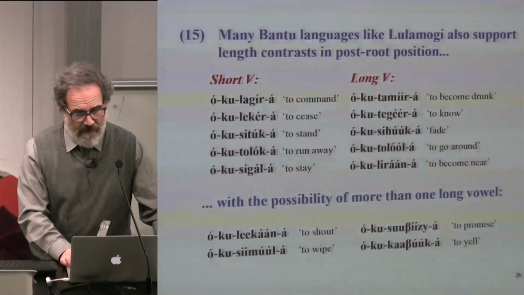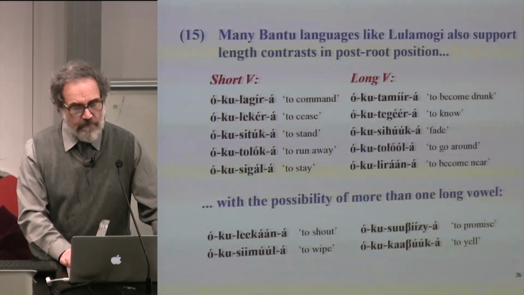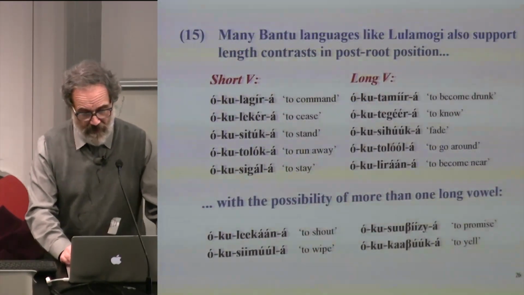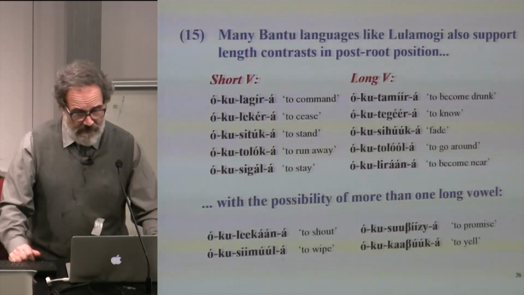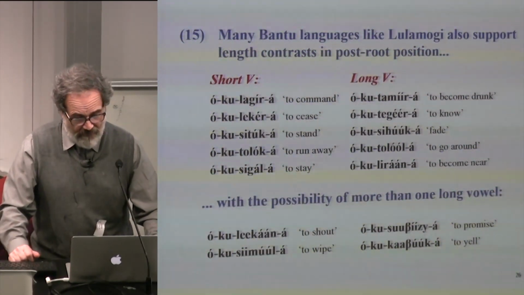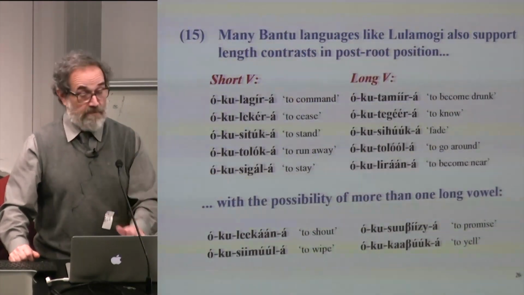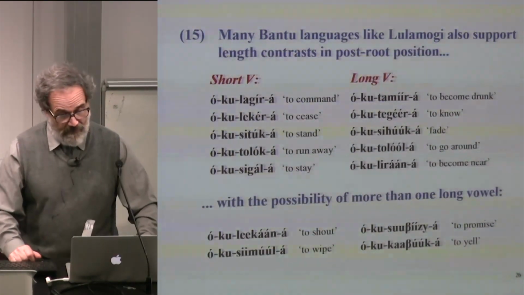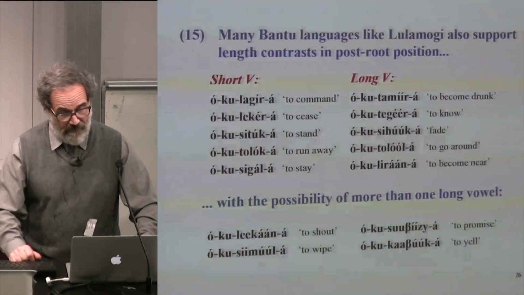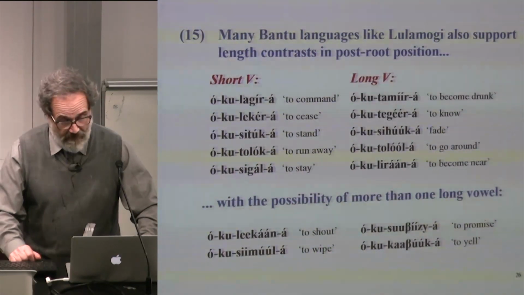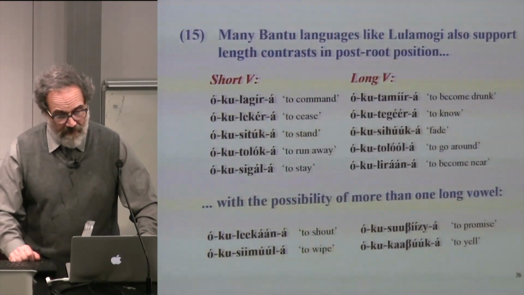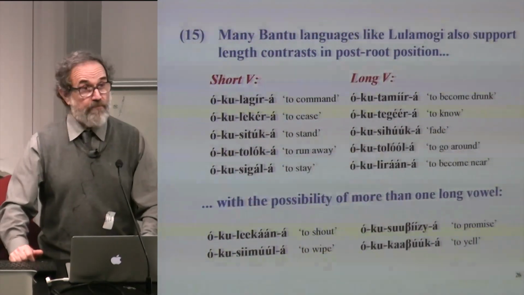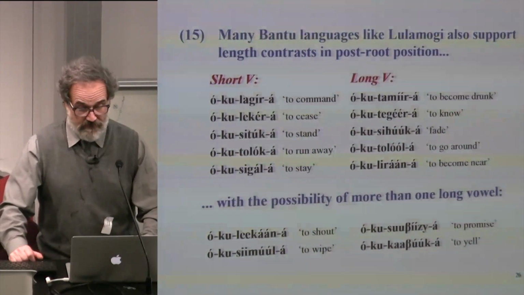Okay, many Bantu languages like Lulamogi also support length contrasts in post-root position. So here I give you not minimal pairs. It's harder to get minimal pairs, but you can see that the forms on the left have short vowels throughout. The prefix is oku for the infinitive, the root lagir, and then the inflectional final vowel a. Everything is short. But the forms on the right have a penultimate long vowel. So that is a contrastive length that's not on the root syllable, but rather on a post-root syllable.